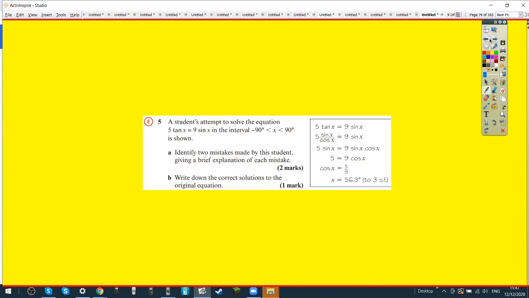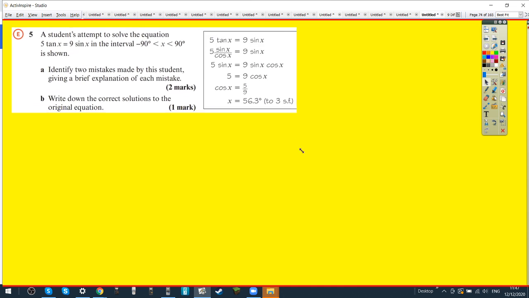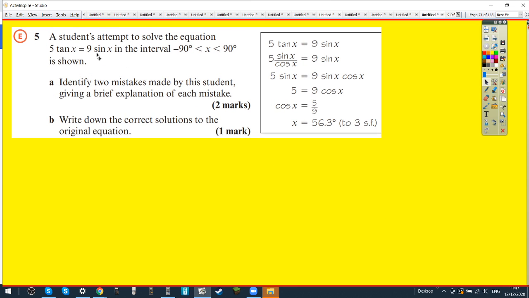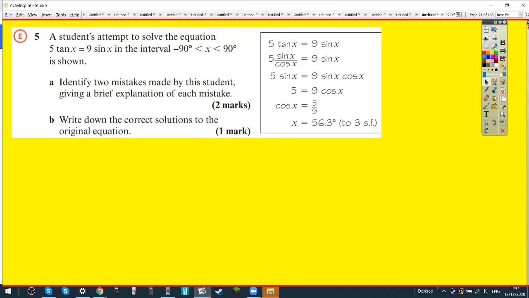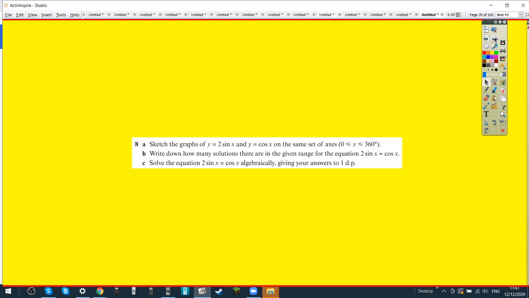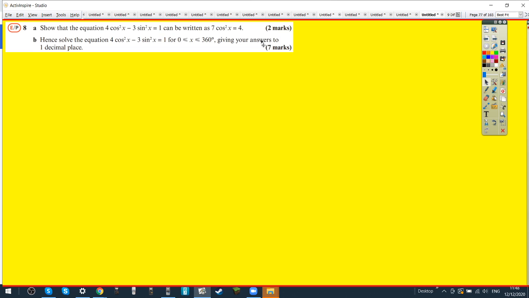5 over 3. Some student made some mistake. He was mixing tan x and sine x. We'll get there. Line 3. Oh, I see. Okay. Any idea how we do this one?